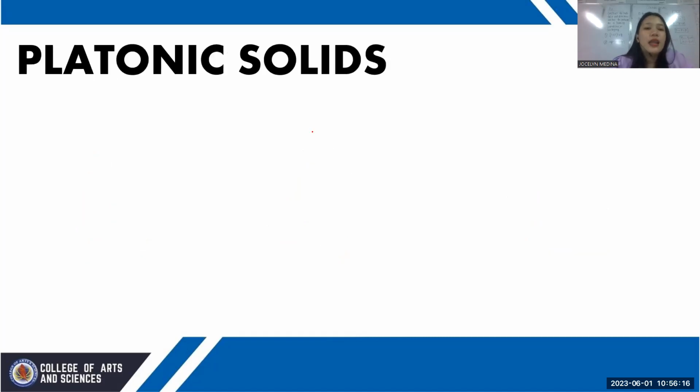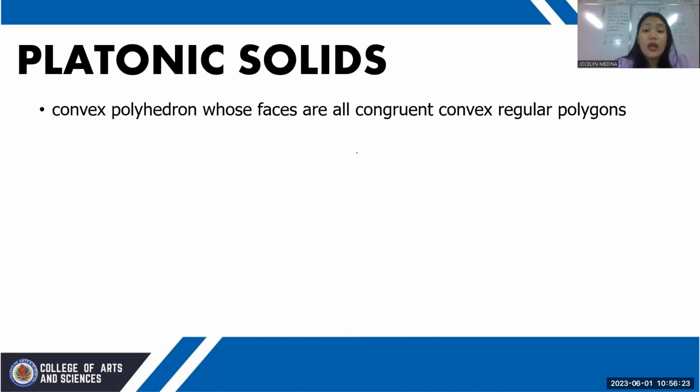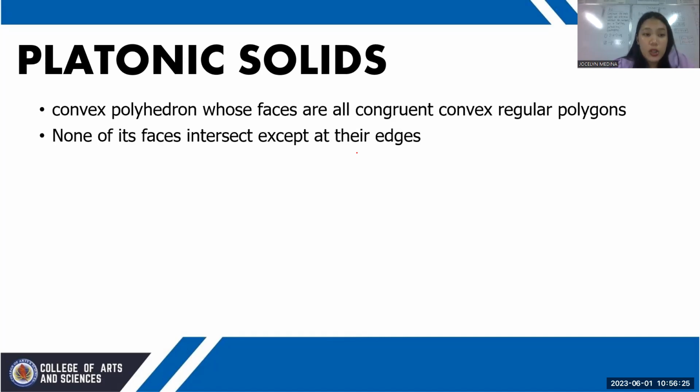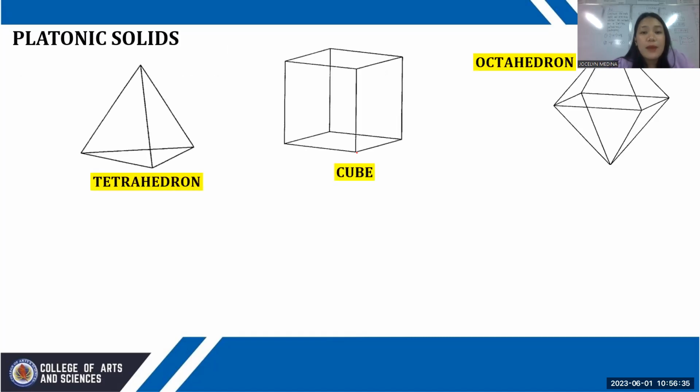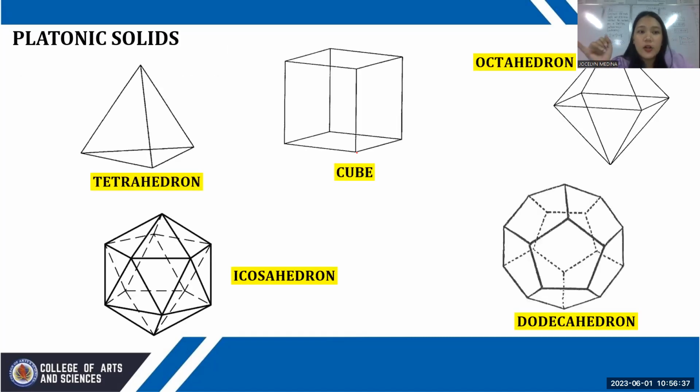Okay? Ngayon, we also have what we call your platonic solids, which are special types of convex regular polyhedra. Ibig sabihin, these are special types. Di lang sila basta-basta solids. So, meron lang tayong 5. We have your tetrahedron. Yung tetrahedron natin, same siya as your triangular pyramid. We have your cube. We have your octahedron, icosahedron, and dodecahedron. Okay?